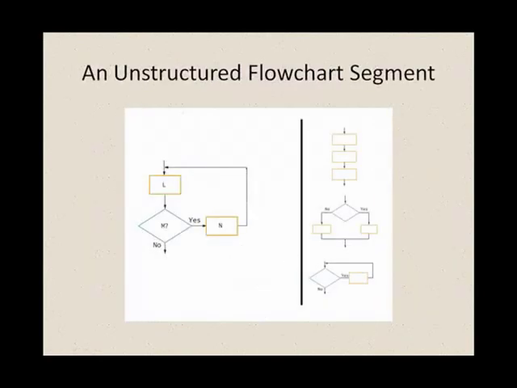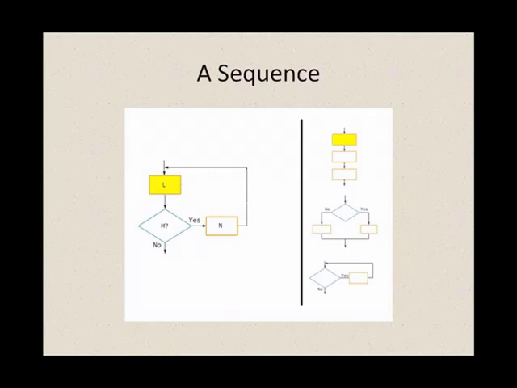second one is structured. Let's take a different unstructured flowchart segment. In this case, there's step L followed by question M, and if M is yes, you do step N, then do step L again. Well, step L by itself is fine. That is part of a sequence.